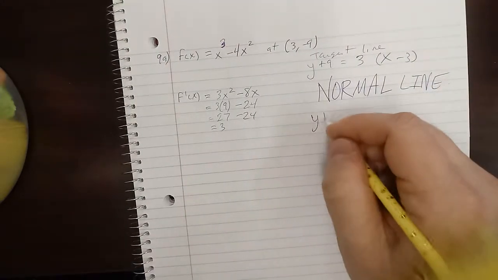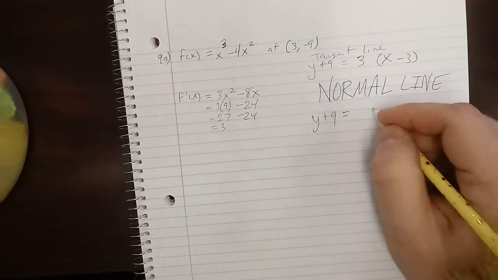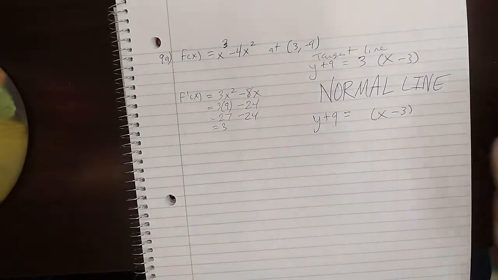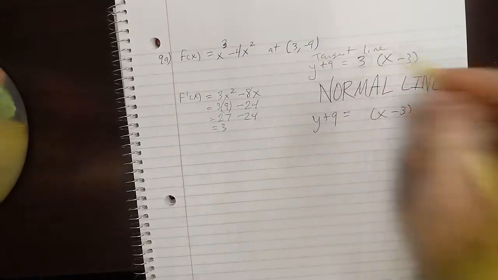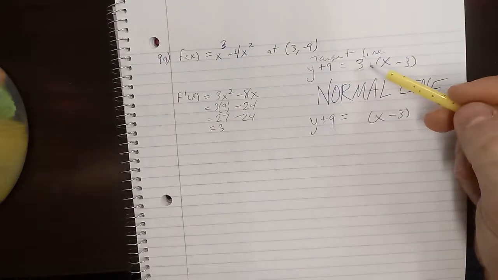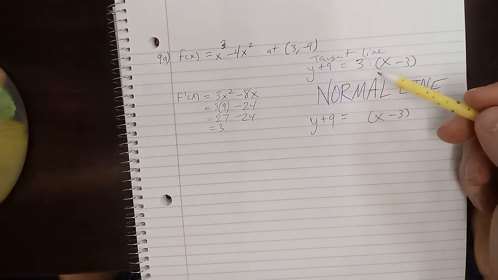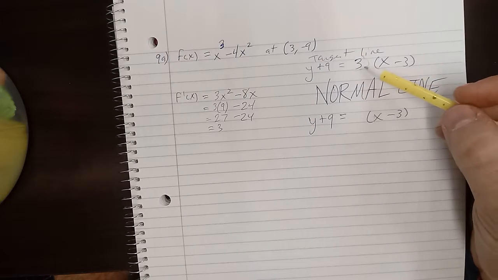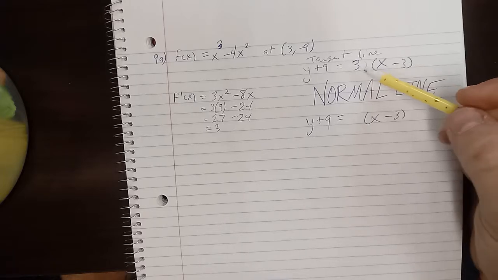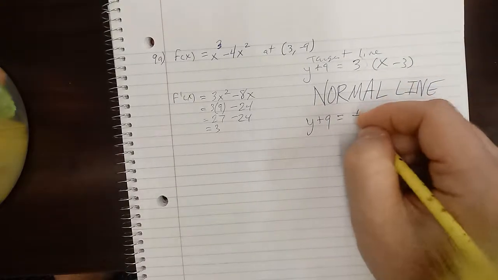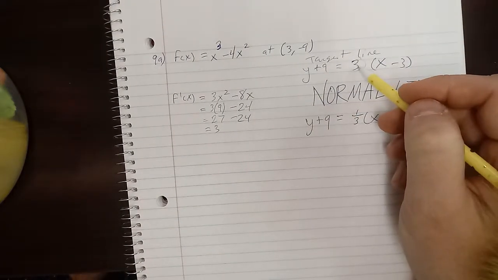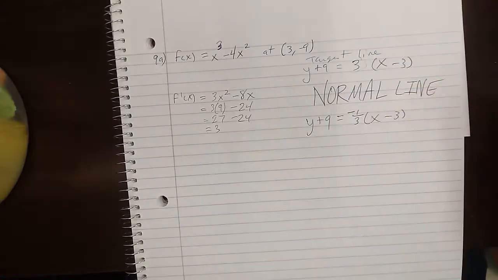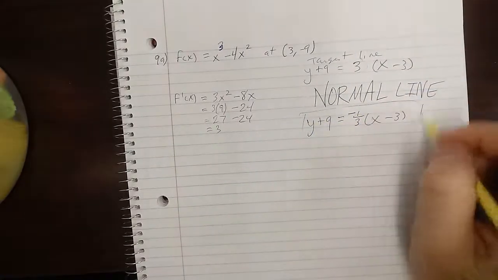Normal line is exactly the same, except take your slope and find the perpendicular slope to that. Normal line just means find the perpendicular to the tangent. Well, hey, if you want to find a perpendicular line, you take the slope, you flip it upside down, and you make it the opposite. This was already positive, we'll make it negative. Boom, normal line, done.